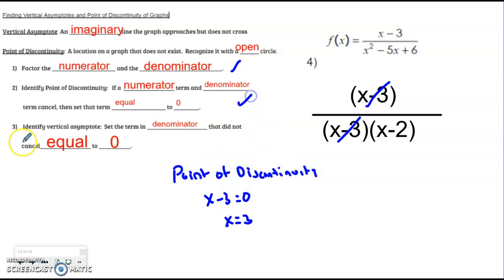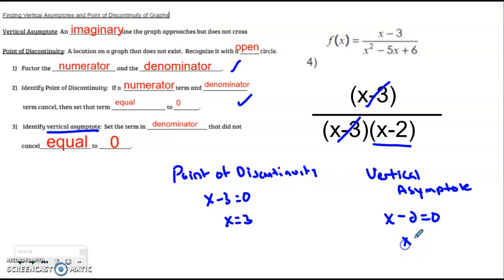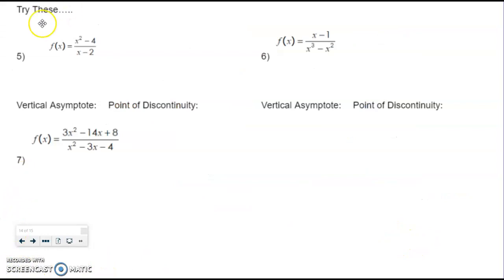So I got that taken care of. The last thing I want to find is my vertical asymptote. Because I still have this x minus 2, that is going to tell me what my vertical asymptote is. So I'm going to set x minus 2 equal to 0, and you would get x equals 2. I'm going to ask you guys to try these, and when you're done finding the vertical asymptotes and points of discontinuity, I want you to look at the video. I'm going to give you the answers in the next video that deals with horizontal asymptotes.